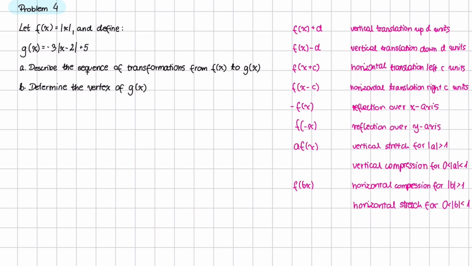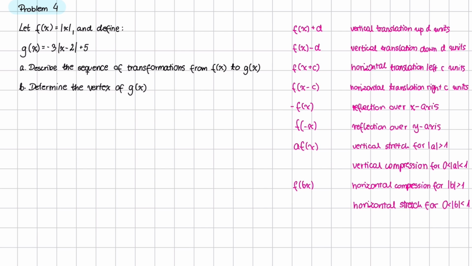Problem 4. Let f(x) = |x| and define g(x) = -3|x - 2| + 5. A. Describe the sequence of transformations from f to g. And here also you have a small sheet. However, you have to be sure that you know these transformations by heart, because as I previously said, you don't have these formulas in your booklet, so it's important to remember them.